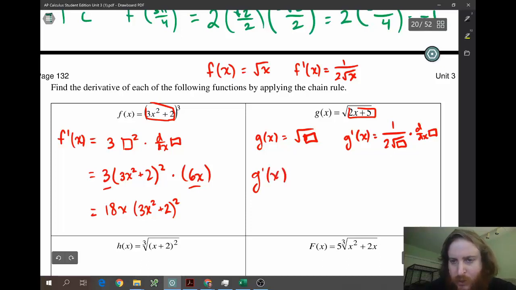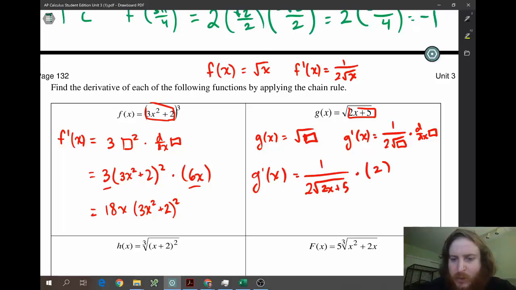Now, can you rewrite this as (2x plus 5) to the half and do it that way? Absolutely. But I like using a shortcut whenever I can. So in this case, we're going to say 1 over 2 square root of box, and instead of box, it's 2x plus 5, times the derivative of 2x plus 5, which is just 2.